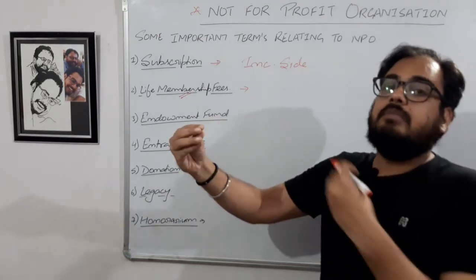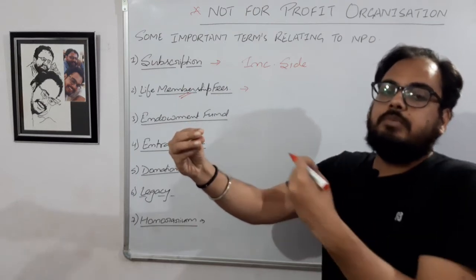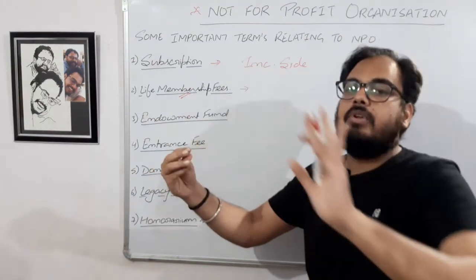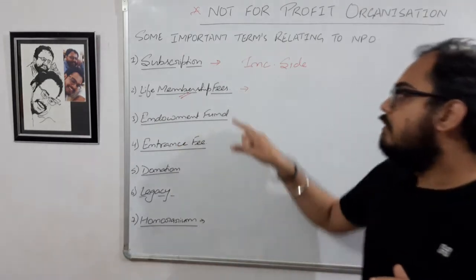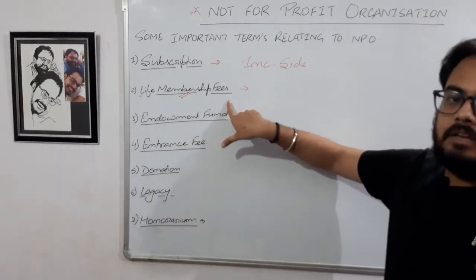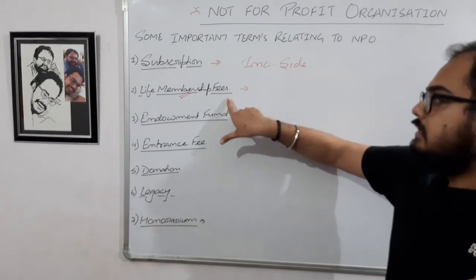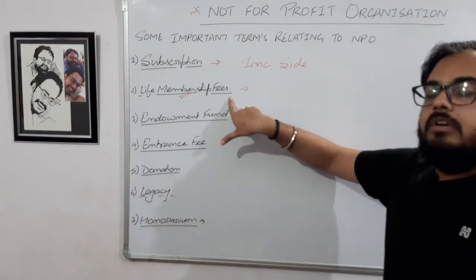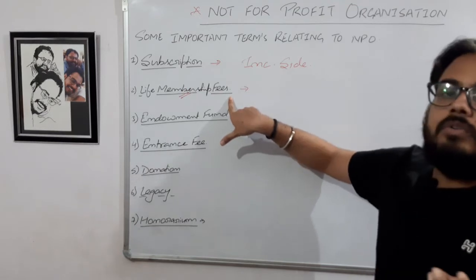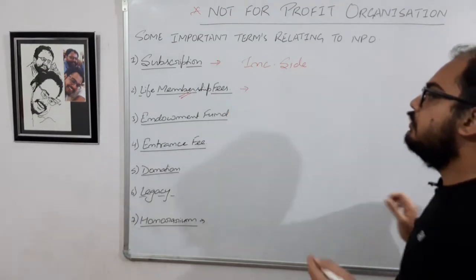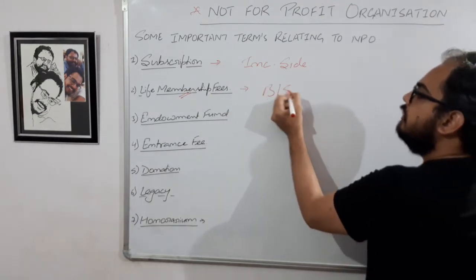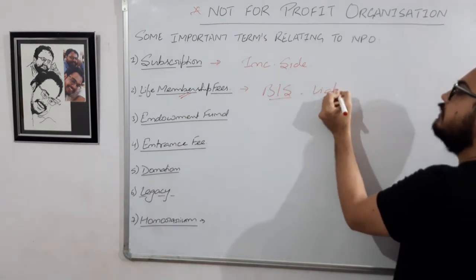And once after making payment of life membership fee, his membership is continuing in the club for a long period until his existence. So life membership fee is being received by the club only once, so it is not recurring in nature. Since this receipt from the point of view of the club is not of recurring nature, it is shown in the balance sheet on the liability side.